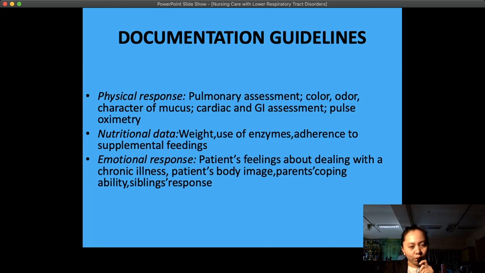Okay, so documentation: physical response, color, odor, character of mucus, cardiac and GI assessment, pulse oximetry, nutritional data, weight, use of enzymes, adherence to supplemental feedings, emotional response, is the child irritated or irritable, patient's feelings about dealing with a chronic illness, patient's body image, di ba? Ikaw daw, malaki ang tiyan mo, di ba? So, tapos tutuksohin ka pa ng ibang mga bata. And then parents' coping ability and siblings' response. Kasi hindi madali ang magkaroon ng anak na may sakit.